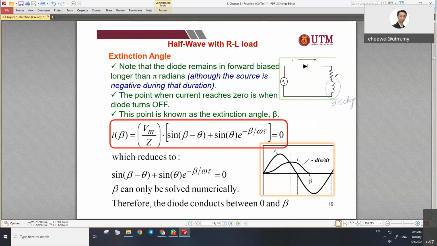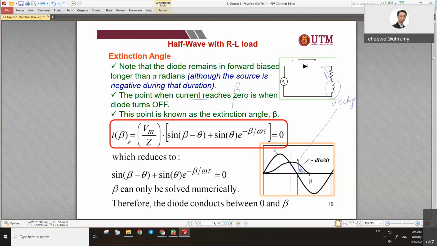During the positive half cycle, you are charging, right? The inductor can store. During the negative half cycle, no current can flow from the source, but the inductor was fully charged just now and it can discharge. That's why at this point the forward bias is actually due to the discharging of the inductor. That's why you can shift to the right. The point when the current reaches zero is where the beta comes in. It's known as the extinction angle.